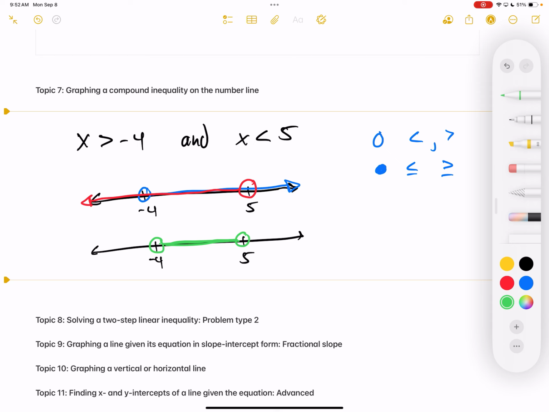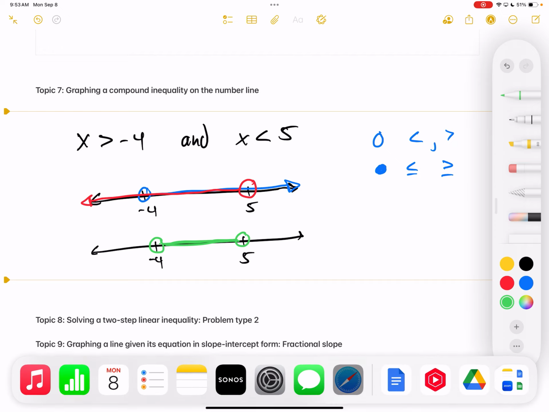Is that the way it works on Alex on this topic? Do you remember? Yeah, I think so. Okay. Does that make sense? It's always very easy for me to draw this out because I got different colors. I can draw my blue line and my red line. It says and, so I want it where the red and the blue line are. So that is my answer. I only want it greater than -4 and less than 5. Does that make sense? Okay. I want to make sure I wasn't going too far there.